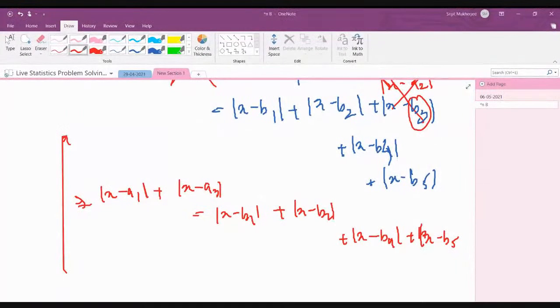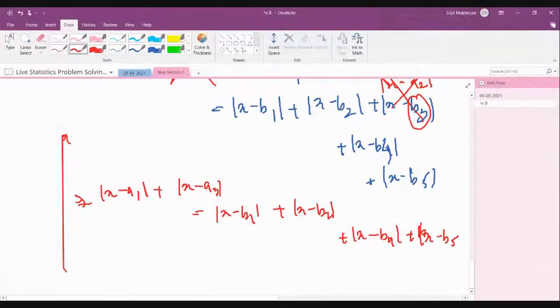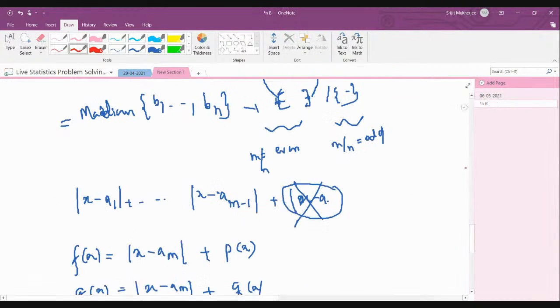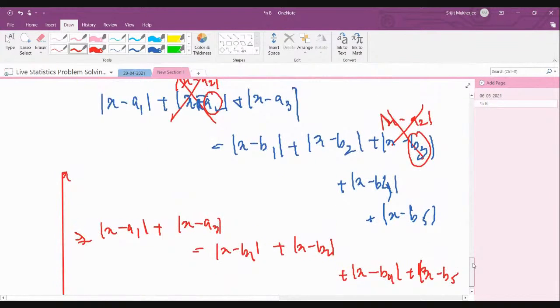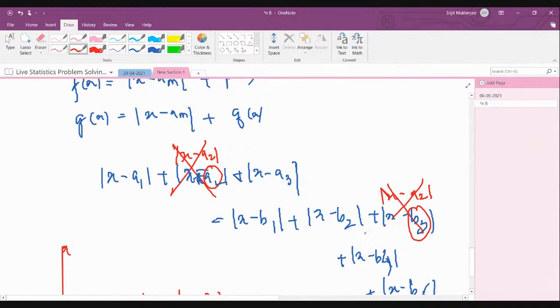Sir, can you please take us through once how we cancelled out those terms, x minus a1 and x minus a2 and b3? Sure. We have this one and we have this set. This is minimized at the median, that is a2, and this is minimized at the median, that is b3, and both the medians are the same. So a2 must be equal to b3. Therefore these two functional terms, x minus a2 and x minus b3, are equal. So we cancel them out from the equation because these two functions are equal.